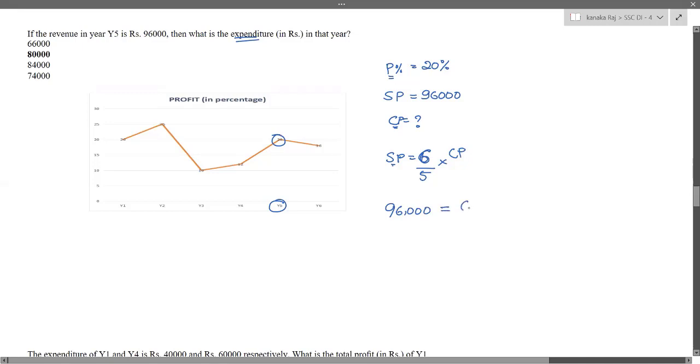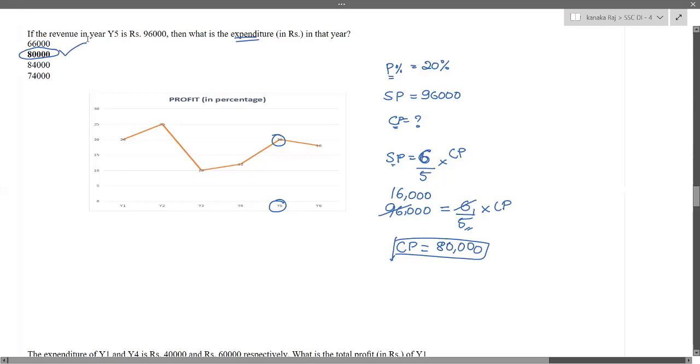96,000 will be equal to 6 by 5 into cost price. Now if I simplify this, what do I get? 6 ones, 6 16s is 96. 16,000 into 5 will give me cost price. What is 16,000 into 5? 16 into 5 gives me 80. So what is my cost price? My cost price will be equal to 80,000 here. So do I have that in our options? Yes. Option B, 80,000 will be my final answer.